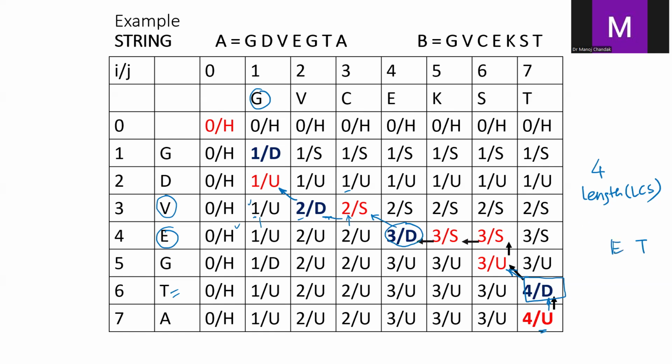So we'll write E. Again check, go side, go diagonal, go side. Again you will get D. Diagonal, go up, again D. And diagonal will let you go to H. So here your processing stops, and whatever characters are at the location D will be treated as common characters in the subsequence.